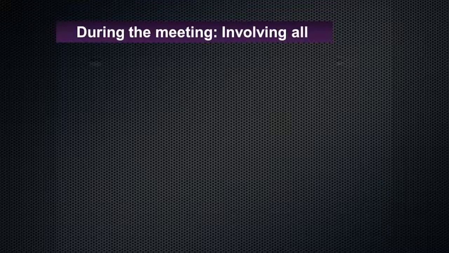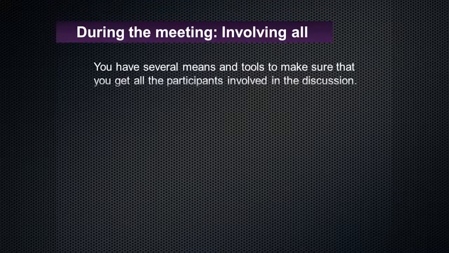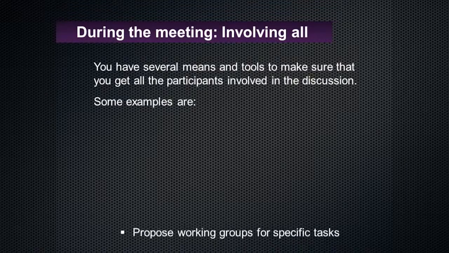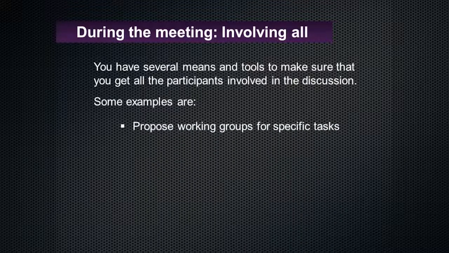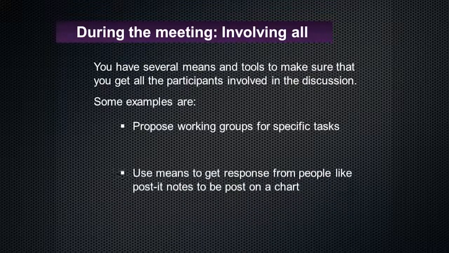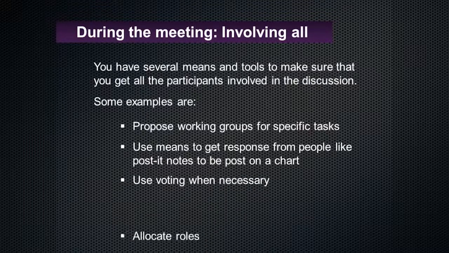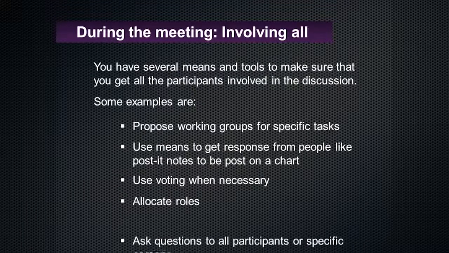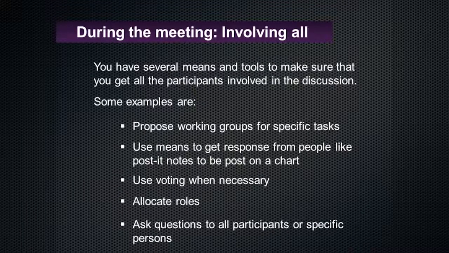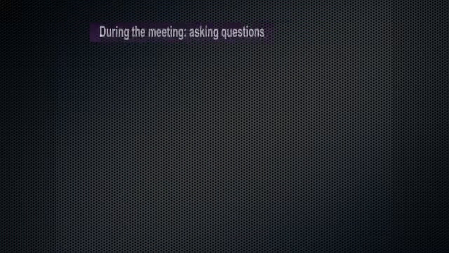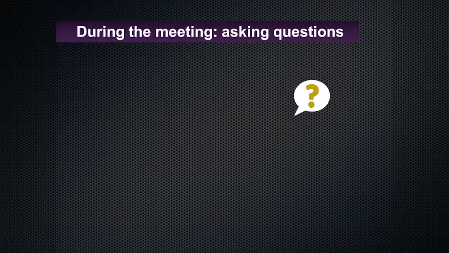You have several means and tools to make sure that you get all the participants involved in the discussion. Some examples are to propose working groups for specific tasks. Use a means to get a response from people, like post-it notes, to be posted on a chart. Use voting when necessary. Allocate roles. Ask questions to all participants or specific persons. You can ask questions to ensure involvement of all participants.